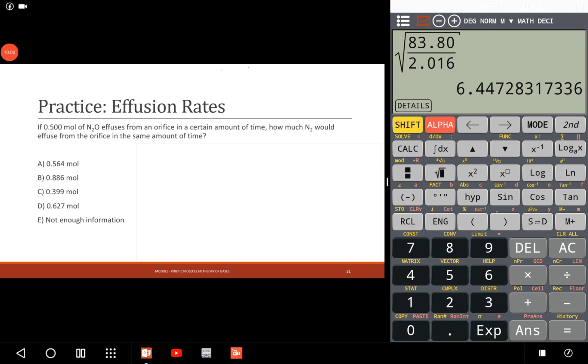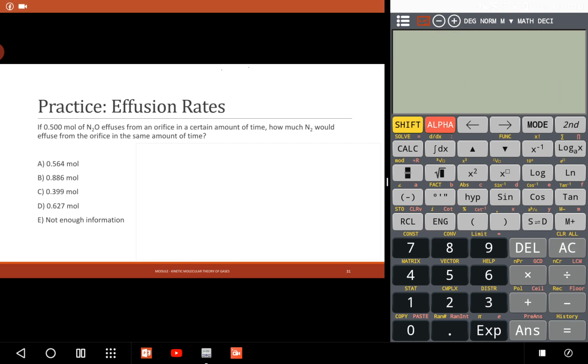Here's a practice problem for you. Go ahead and pause the video and try to work this out on your own. Unpause the video when you're ready to check your work.